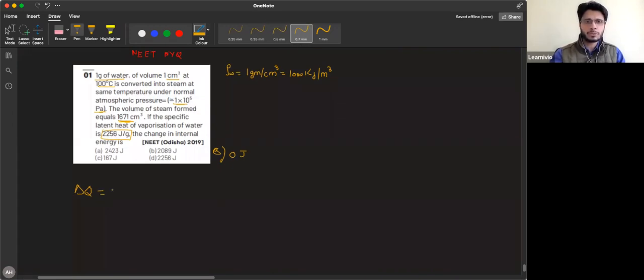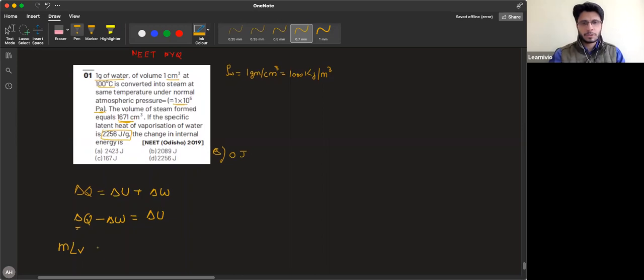is delta U plus delta W. You can write that your delta U is delta Q minus delta W. Marita, how will you calculate delta Q? Yeah, how will you calculate this? Mass into latent heat. Yeah, mass into latent heat of vaporization.